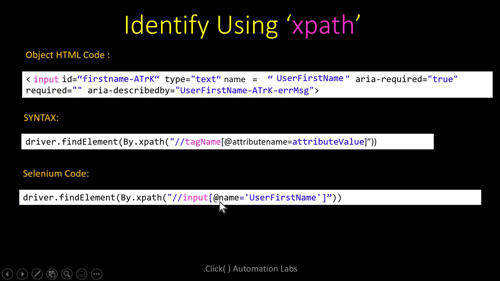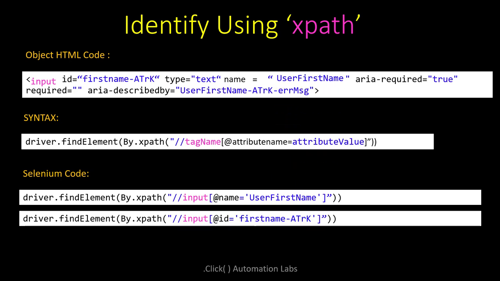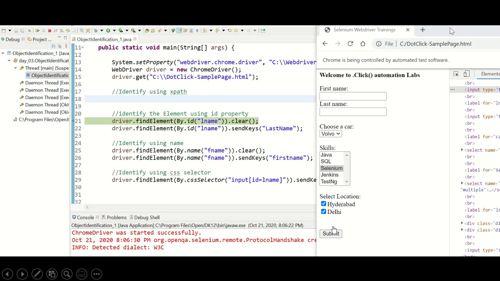So let's see one example. This is the attribute name, and this is the attribute value. Similarly, one more example: if you would like to use another attribute such as ID, you can say ID. I used ID, and I need to copy the attribute value of ID, that is first name hyphen atrk. Right. So let's see one more example.